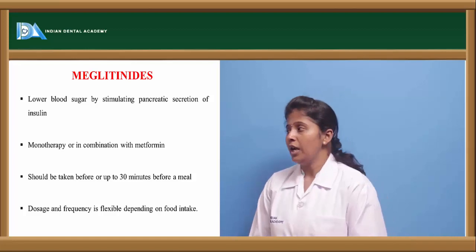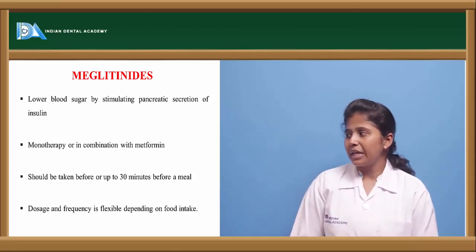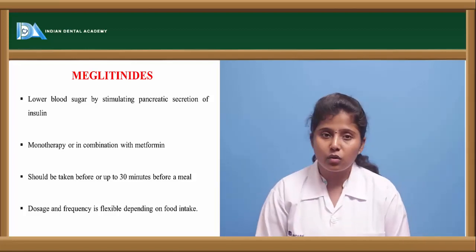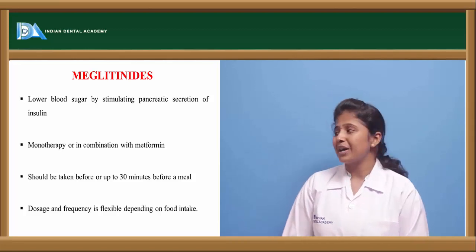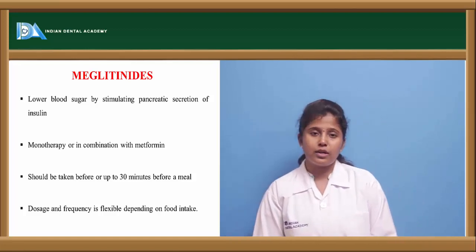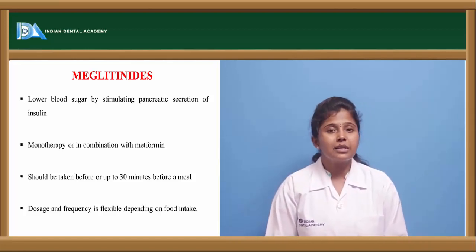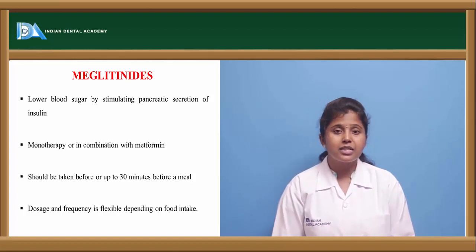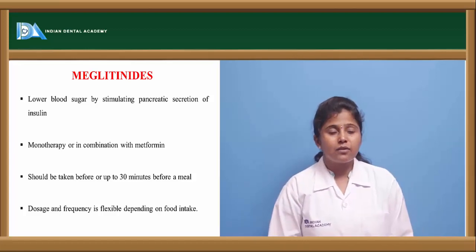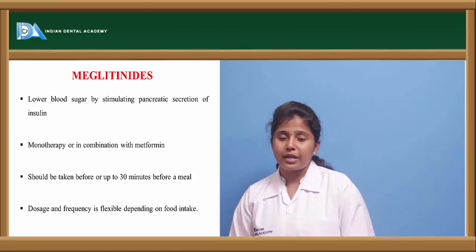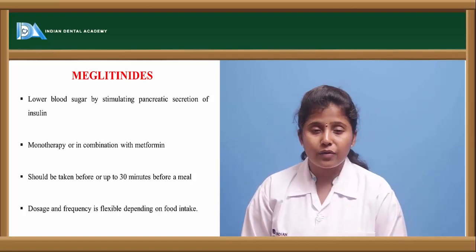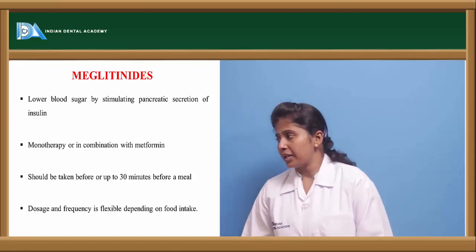The other category of drugs are phenylalanine analogs, or meglitinides. These meglitinides lower the blood glucose level by stimulating the pancreatic secretion of insulin. By stimulating the beta cells of the islets of Langerhans, it leads to the secretion of the hormone out of the pancreas.